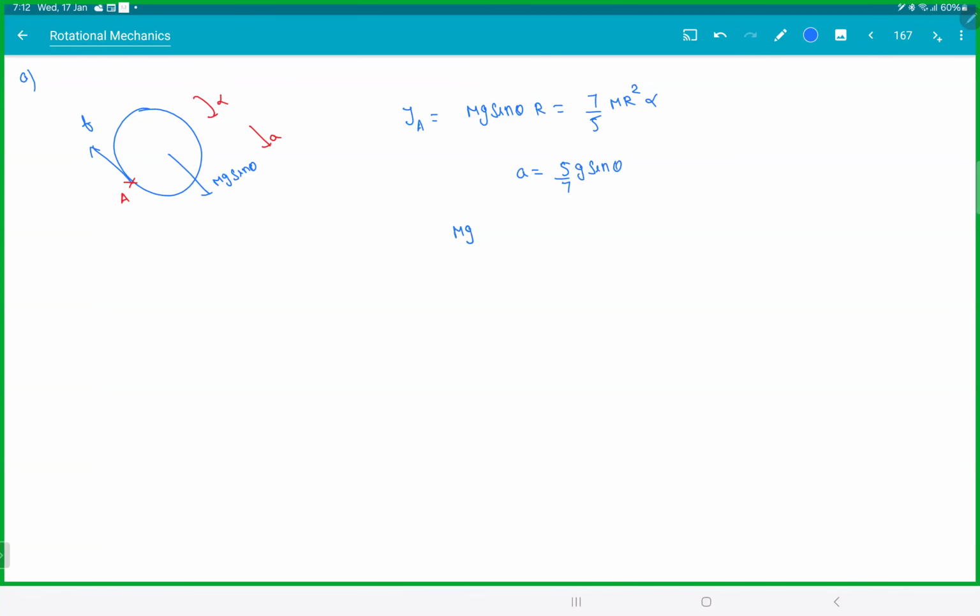Maybe you forgot to subtract that thing, I guess. mg sin theta minus f is ma. If you substitute a here, f will be 2/7 mg sin theta. This should be less than or equal to mu mg cos theta, so mu should be greater than or equal to 2/7 tan theta. Check.